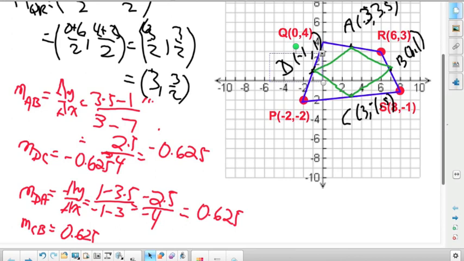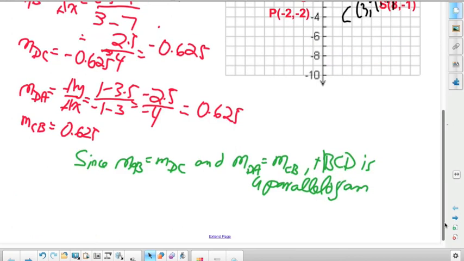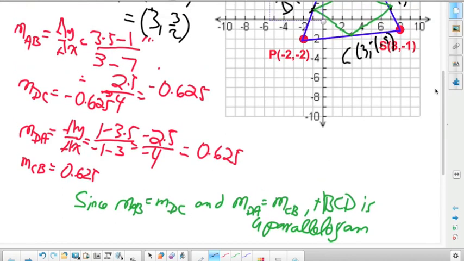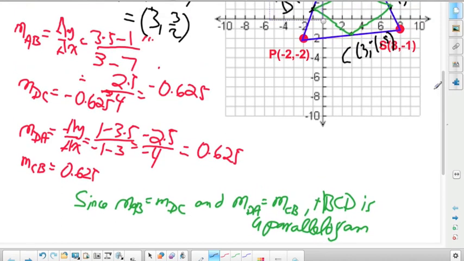But what we could also do is calculate the lengths. So I'll just do one length formula. I'll do DC.